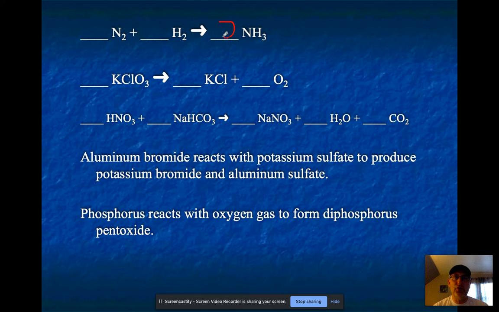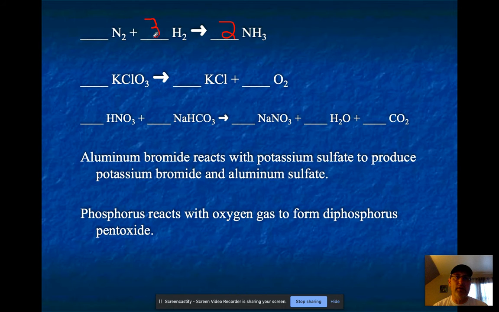So I'm going to put a 2 out front to show now that I have 2 N's and 2 N's here. This 2 represents this whole molecule, NH3. So not only now do I have 2 N's, but I have two H3s. So H3, H3, so 6 H's. So I have 6 H's over here, and I only have 2 over here. So I need 3 over here on this side to make 6 total.